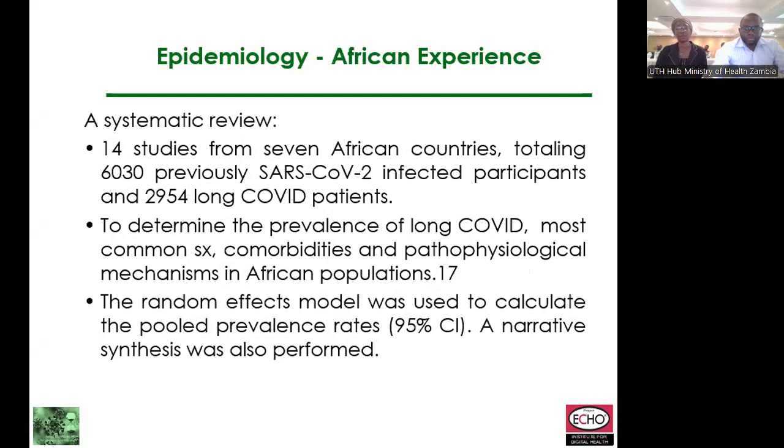Now, in Africa, what is the situation? The amount of information we're getting is not always complete, but a group looked at 14 different studies from 7 different African countries to see what were the initial outcomes. Altogether, they looked at over 6,030 patients who had had acute COVID, and they also looked at 2,954 patients who had had long COVID. Why did they do this? Because they wanted to see what are the most common symptoms, what are the other diseases these people had, and to try to get whether there are any differences in our African population.